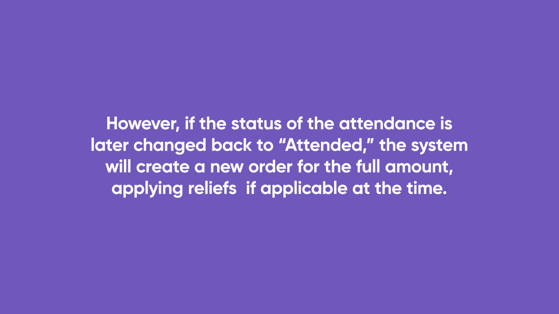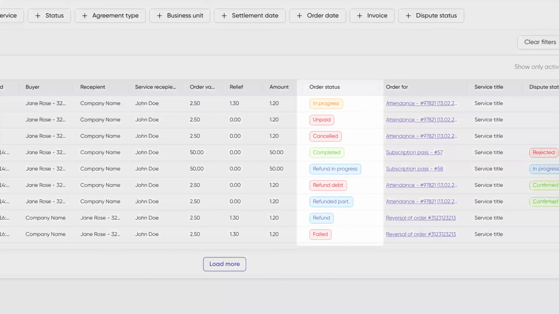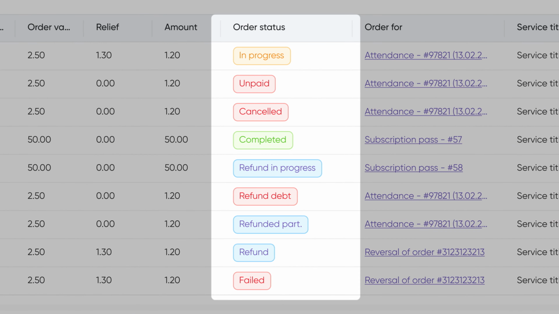However, if the status of the attendance is later changed back to attended, the system will create a new order for the full amount, applying reliefs if applicable at the time. Now, let's go into more detail on the different order statuses.